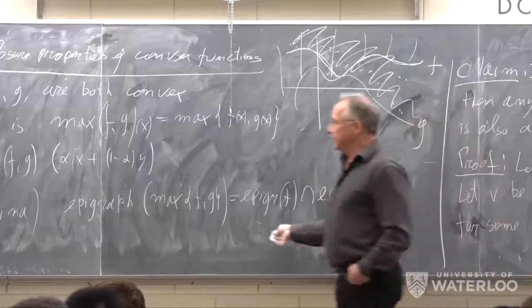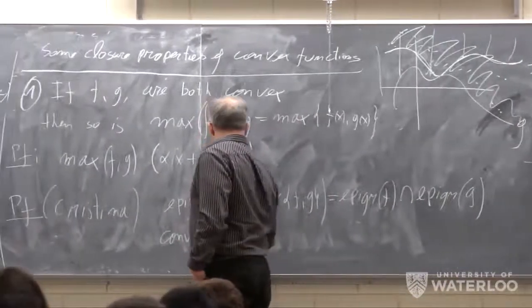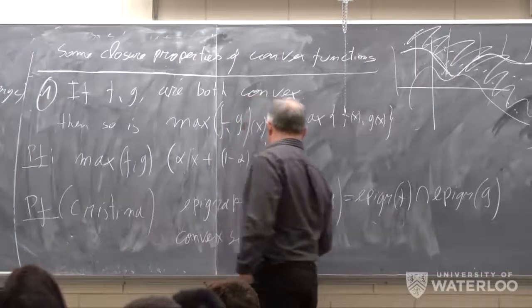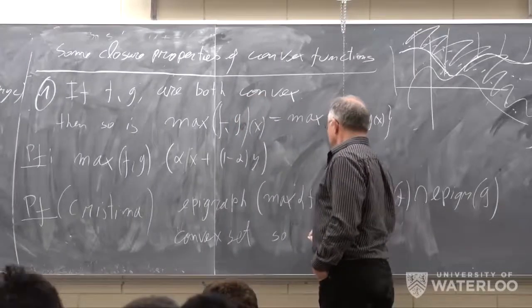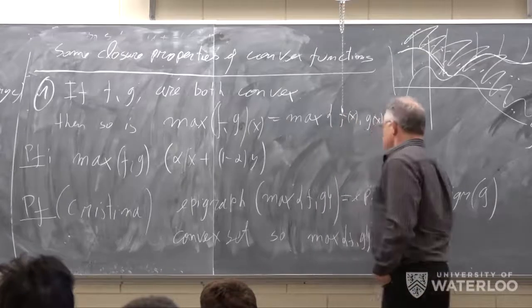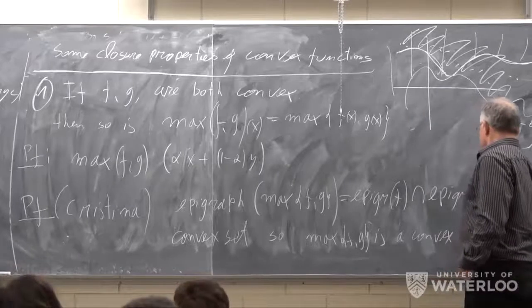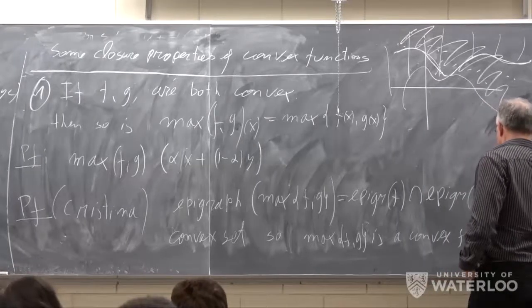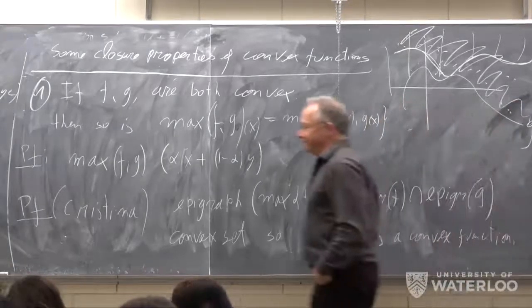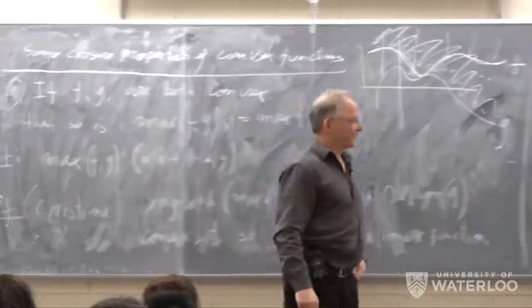So this is a convex set. So the function max fg is a convex function. Yeah, very nice. Next edition of the book, we will have this one.